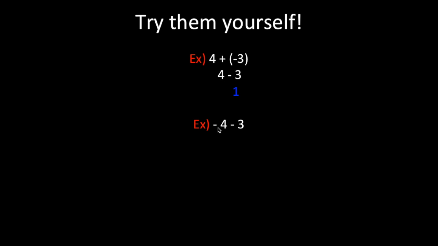Next, we have two numbers with the same sign. Negative 4 minus 3. Because they have the same sign, what do you do? You add. And because they have the same sign, after you add, you keep the sign. In this case, the sign is negative.